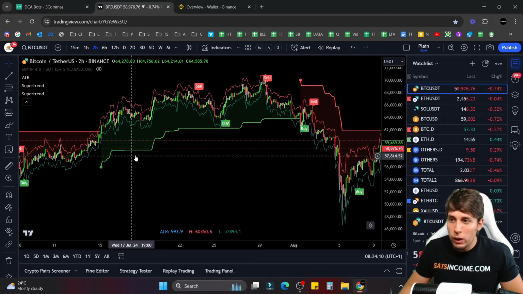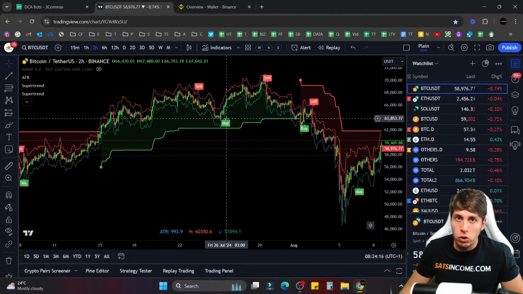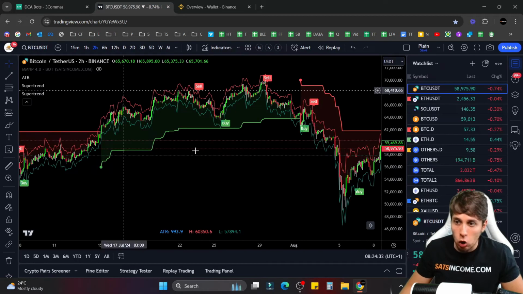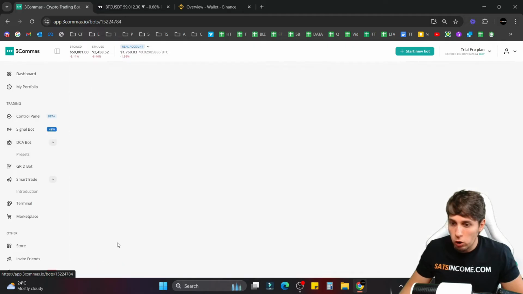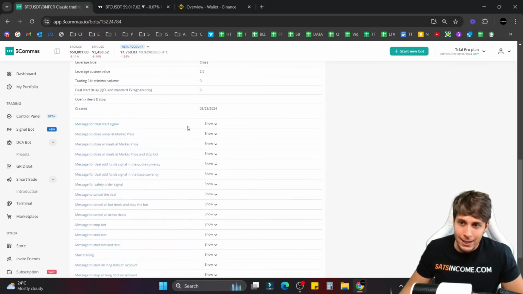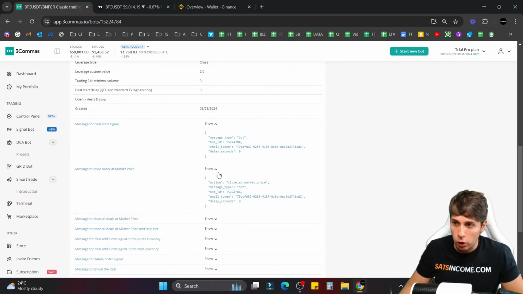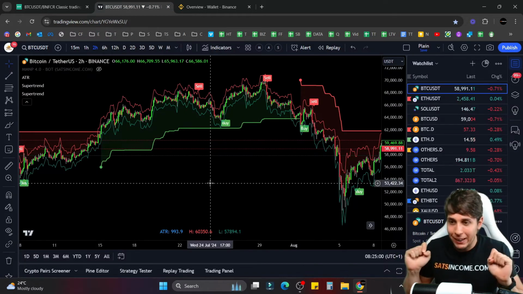Why? Well, because we haven't connected the bot to the TradingView indicator from where the bot is gonna be getting the signals, right? So we have to do this in order for the bot to start actually working. So we're gonna open the bot, scroll down to where it says message for deal start signal, message to close order. We're gonna open this too because we need this. Now we're gonna head over to TradingView where we're gonna make the connection.